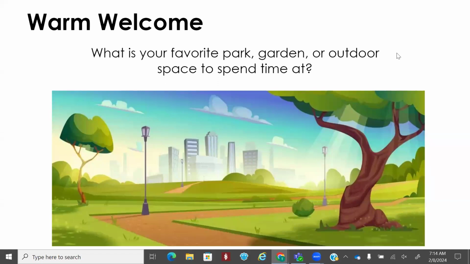So, what is your favorite park, garden, or outdoor space to spend time at? Anybody got an answer for that one? What's a good park around here? Swanee? Okay. Anything else? Is there a Peachtree Park? Yeah. Okay. Sweetwater? Okay. So I live on the other side of the county, so I don't know any places over here. So, that's cool.